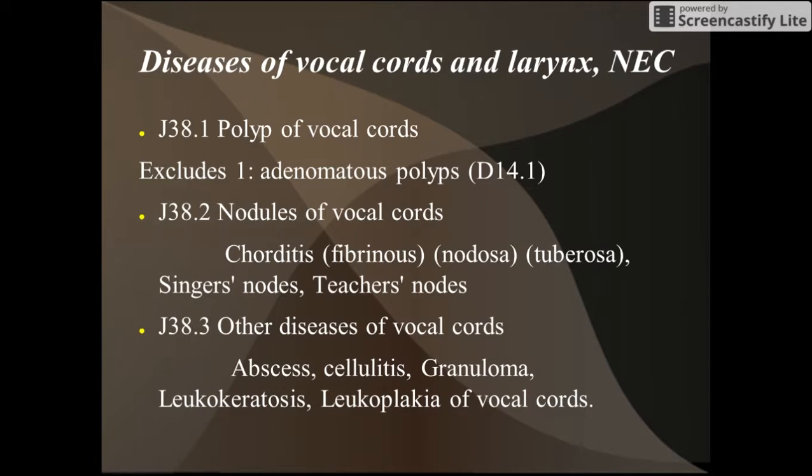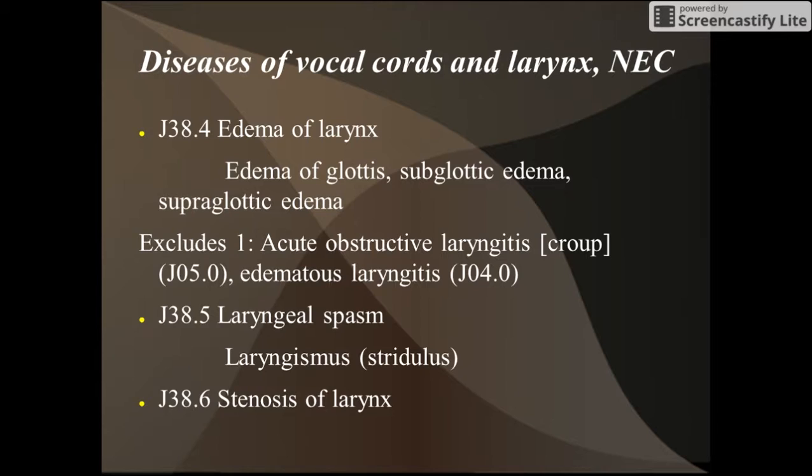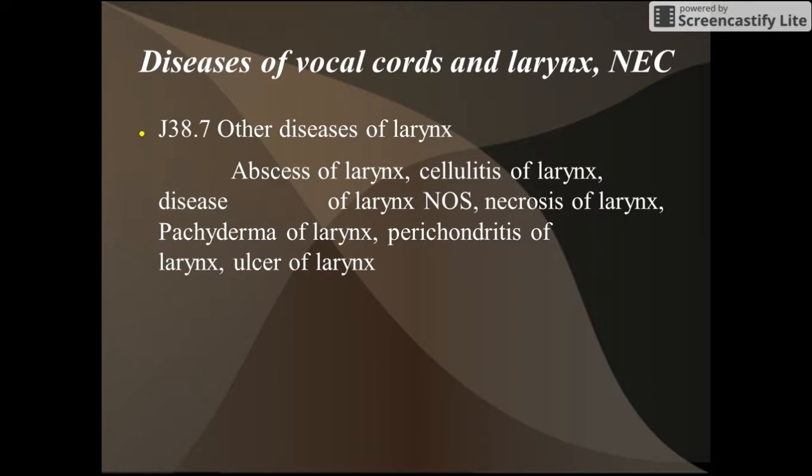J38.1 is a polyp of the vocal cords, and J38.2 is nodules of the vocal cords, like singer's nodes. J38.3 is other diseases of the vocal cords. J38.4 is the edema of larynx. It excludes acute obstructive laryngitis and edematous laryngitis. J38.5 is laryngeal spasm. J38.6 is stenosis of larynx. J38.7 is other diseases of the larynx.